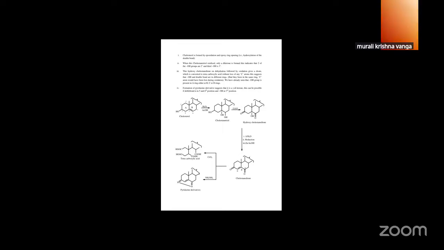Now, the position of the side chain. When cholesterol undergoes acylation, it forms cholesterol acetate. This cholesterol acetate under oxidation forms isohexyl methyl ketone, and another product, the acetate of a hydroxyketone.